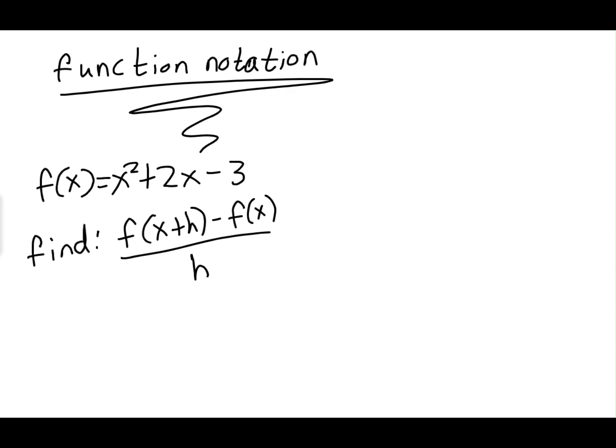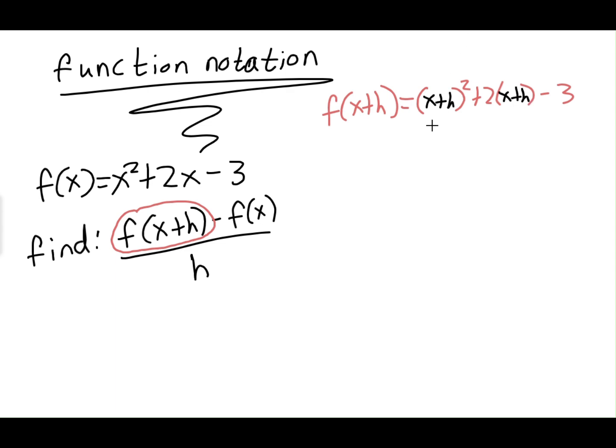So let's do it. We need to take this one piece at a time. First, let's find f of x plus h. Just like we did before, that's going to be x squared plus 2x minus 3, but inside of there, we'll plug in x plus h. Now we better simplify that down a little bit. If we look at this first part, that's a squared: we have x plus h times x plus h.